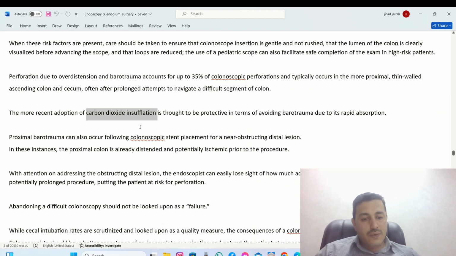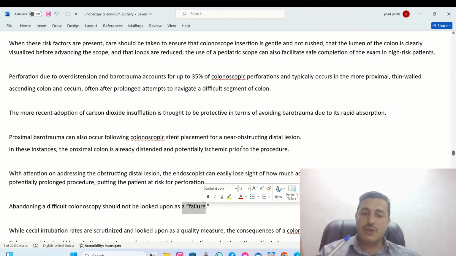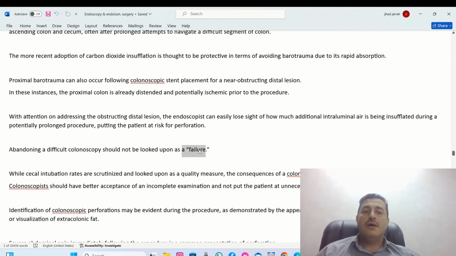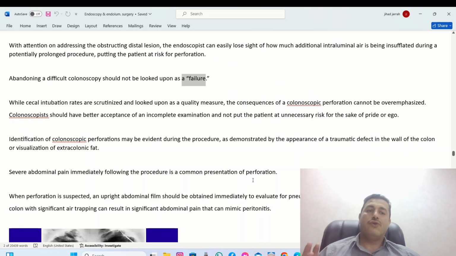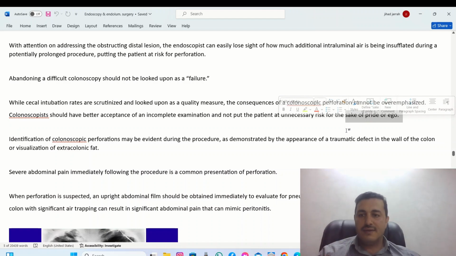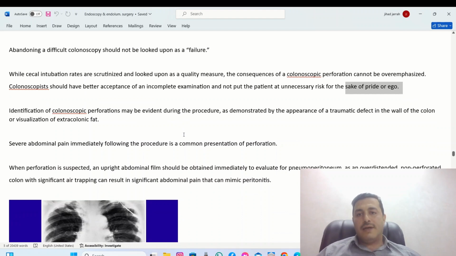Okay. What else? The endoscopist should understand that incomplete, aborting, or abandoning a difficult colonoscopy is not a failure. He should stop. He shouldn't take an unnecessary risk just for the sake of pride or ego. Difficult, abort the procedure, stop the procedure, cancel the procedure. We said incomplete colonoscopy is not a failure of the colonoscopy.